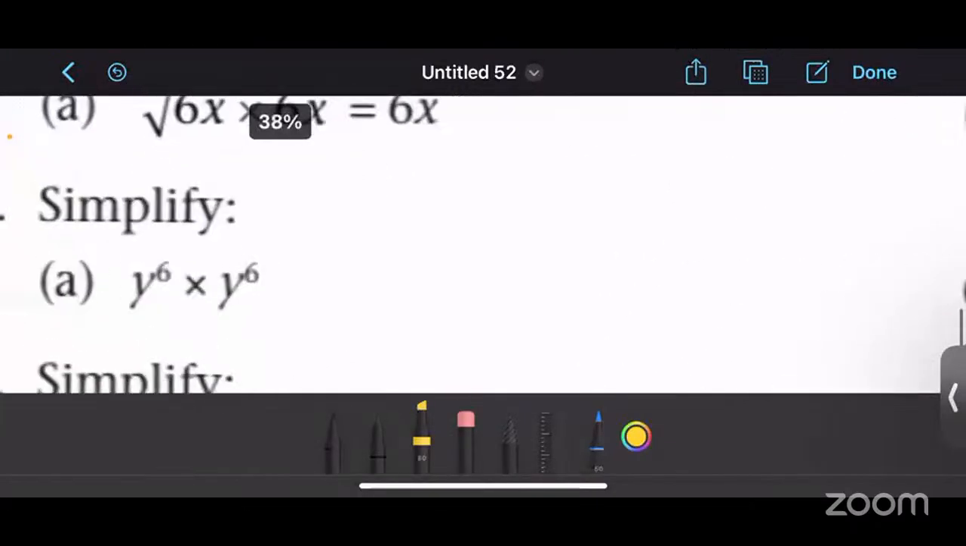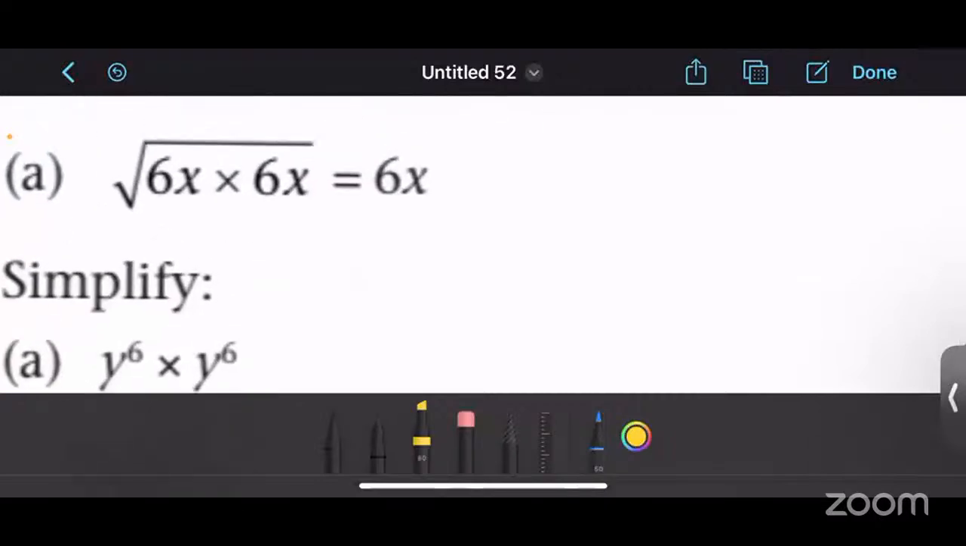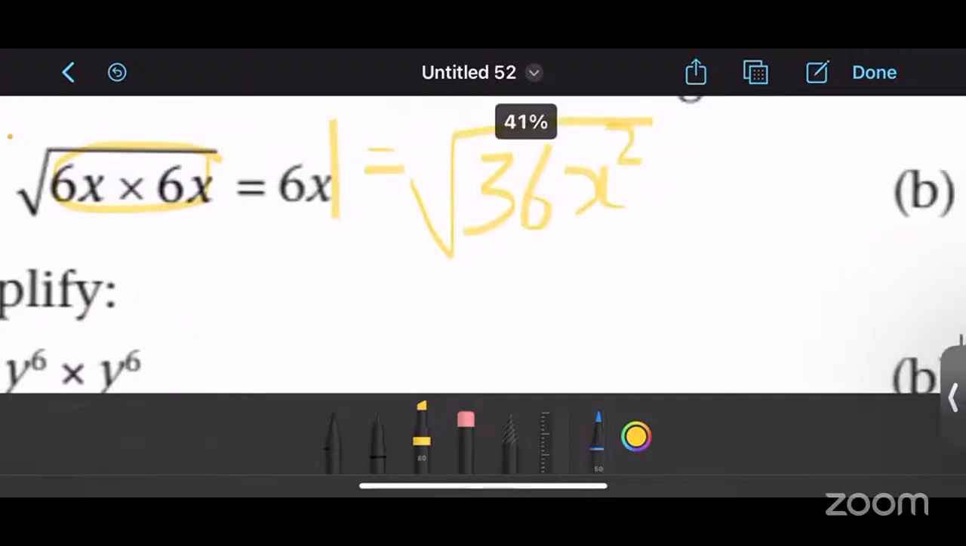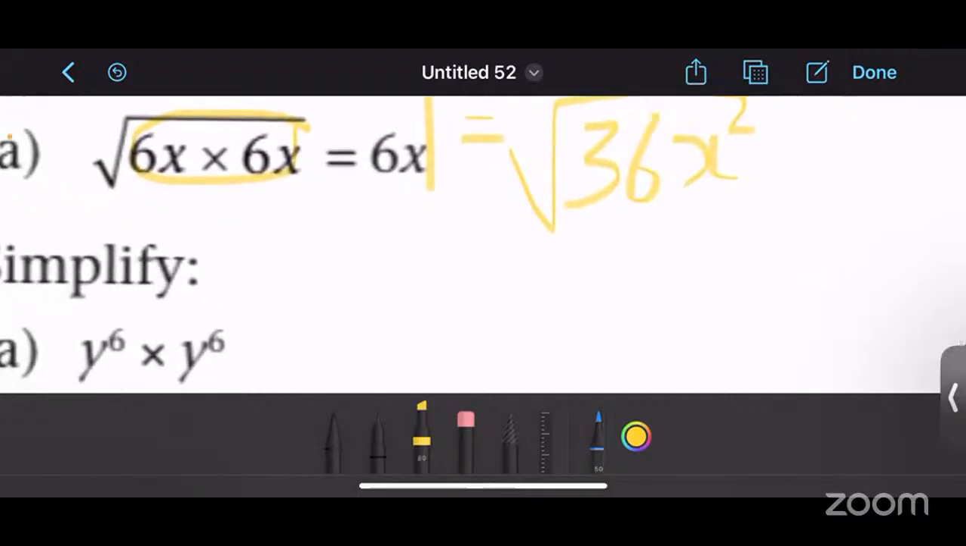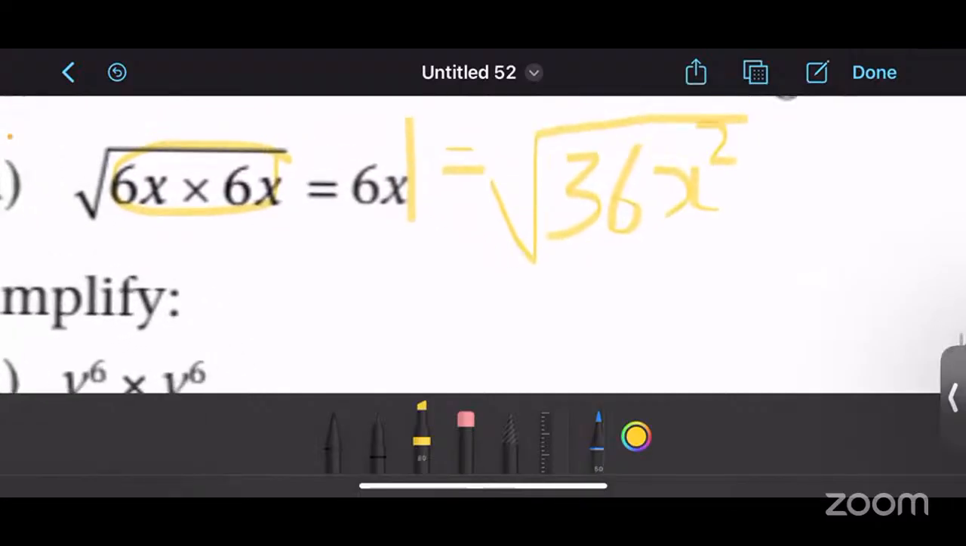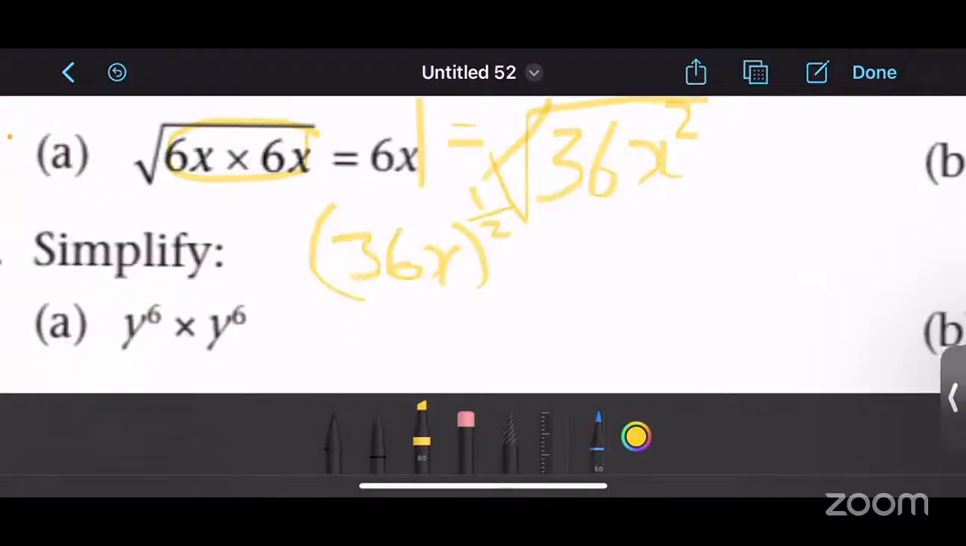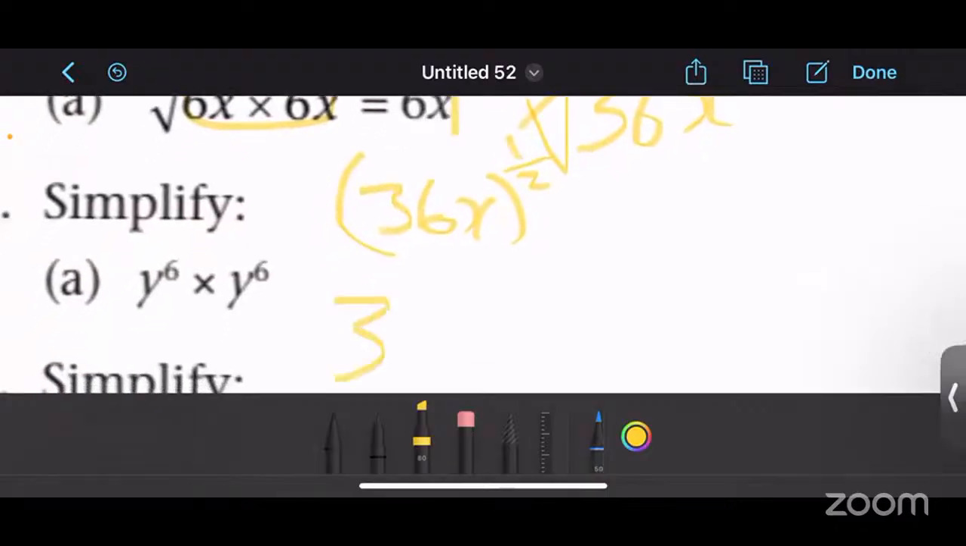Okay. So basically, Langelisa, this is what she is saying. I'm just going to try to do this. She's saying she multiplied whatever is inside the bracket and it gave her 36x to the power of 2. And from here, when we remove the square root, we're going to have 36x to the power of 1 over 2. Okay. And then we have 36 to the power of 1 over 2.